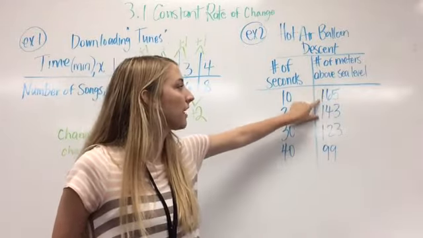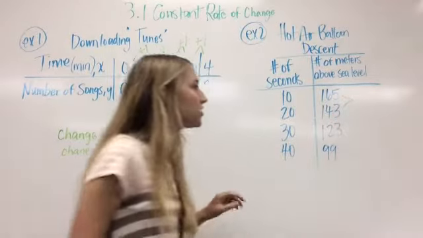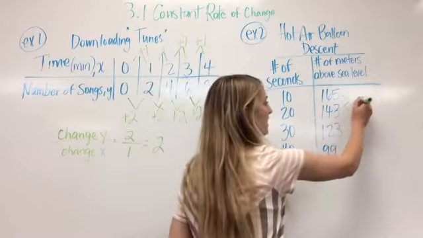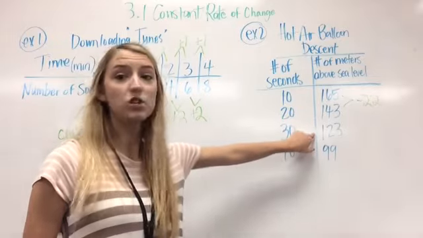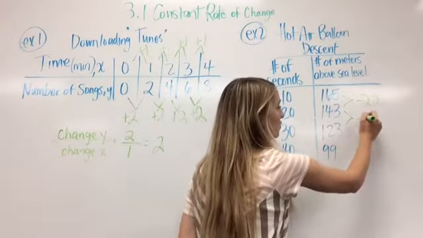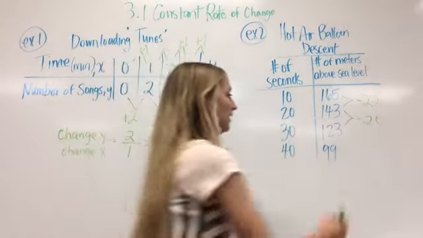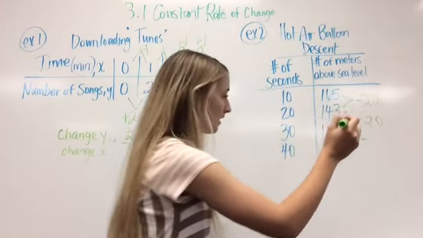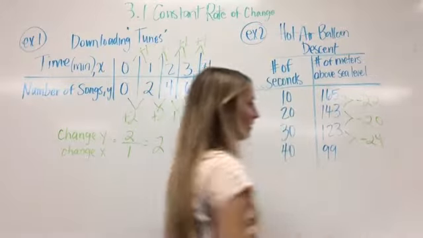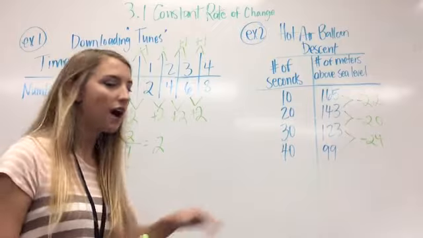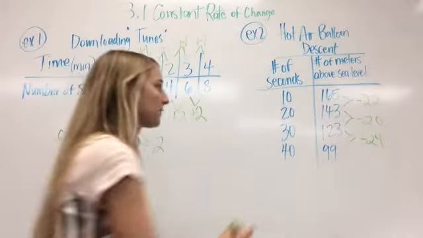And again, I'm going to start with my Y's. So how do I get from 165 to 143? Well, I subtracted 22. How did I get from 143 to 123? I subtracted 20. How did I get from 123 to 99? I subtracted 24. Okay, so our Y's are not the same, but let's check out our X's and see if we could still have a constant rate of change here.